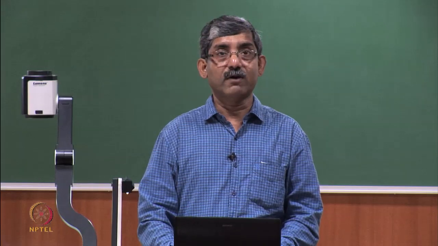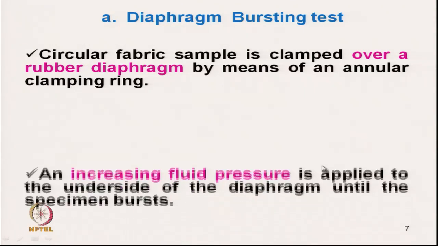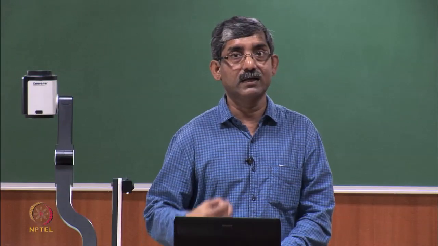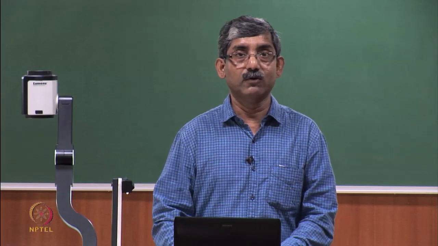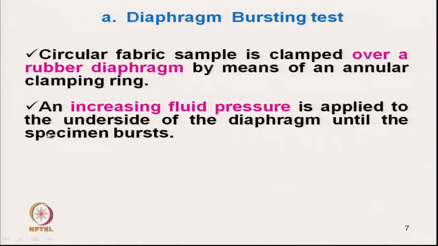One is the diaphragm type test, where a circular fabric sample is clamped over a rubber diaphragm by means of an annular clamp ring and an increasing fluid pressure. Some fluid is kept, maybe glycerin or some type of fluid. Fluid pressure is applied to the inside of the diaphragm until the specimen is burst.